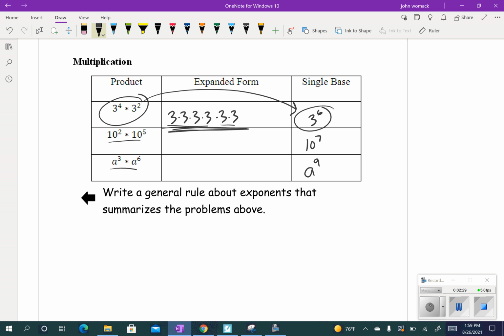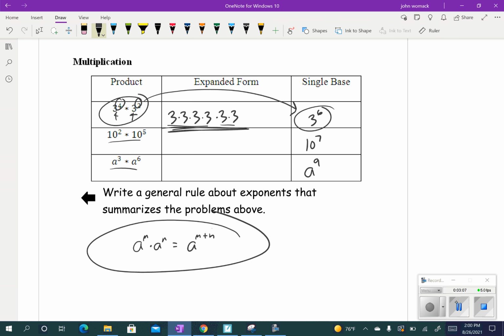These both had a base 3. So you notice how the base stayed the same, okay? And then we just added the exponents together. 4 plus 2 is 6. The way you could write that algebraically is like this. a to the m times a to the n is a to the m plus n. Okay, so that's our first exponent rule. Okay, let's try another one.